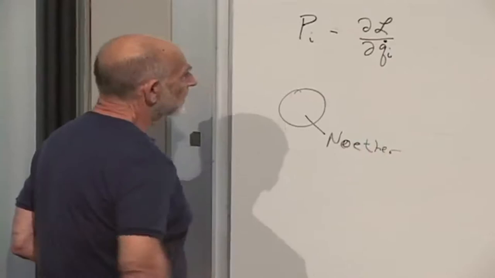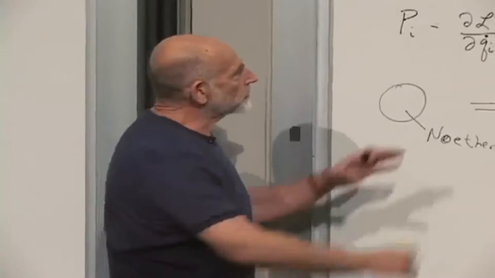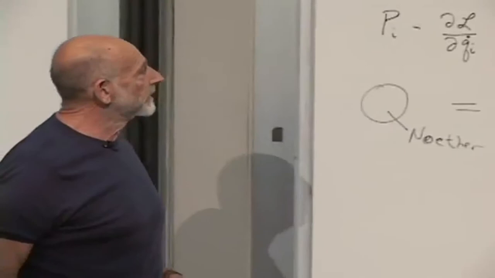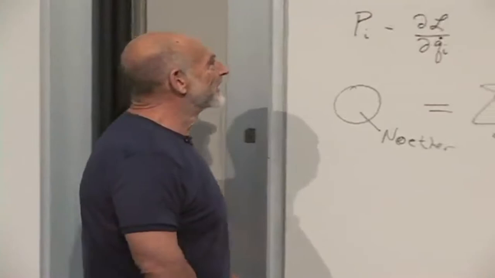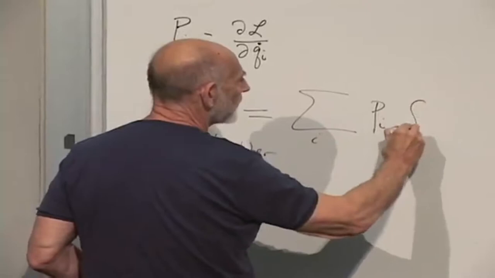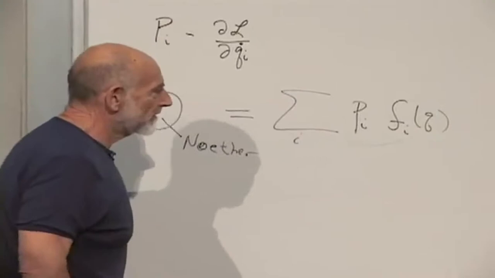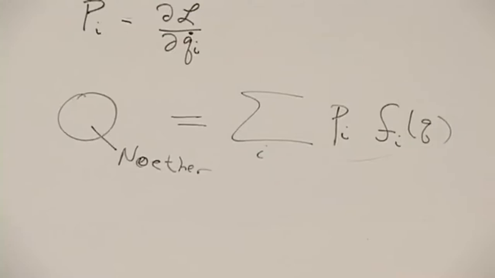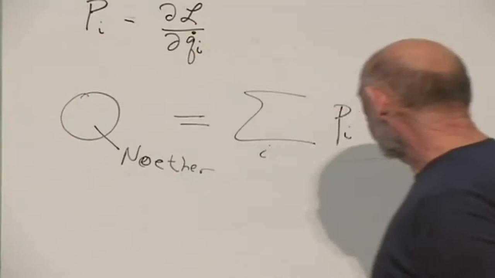Anybody remember what it is? It's first of all a sum. It's a sum over all the coordinates. They all transform. Nobody? Right, I didn't think you did. It's the ith momentum times the shift in the ith coordinate. Maybe we should do an example. Let's not do an example. This is the formula I want on the blackboard. This is the transformation.